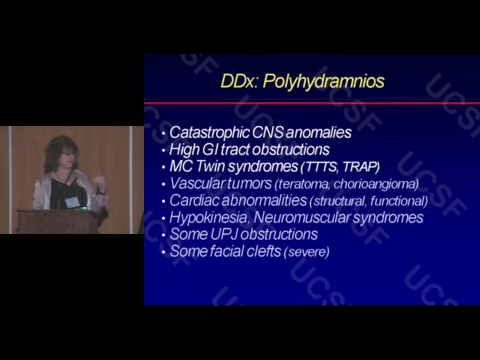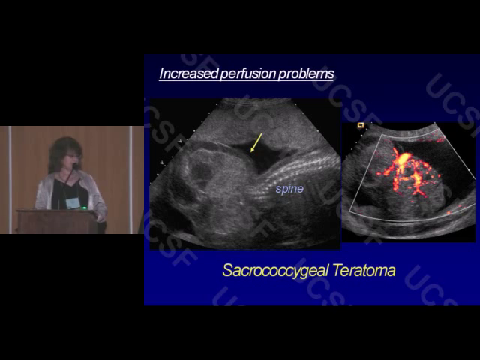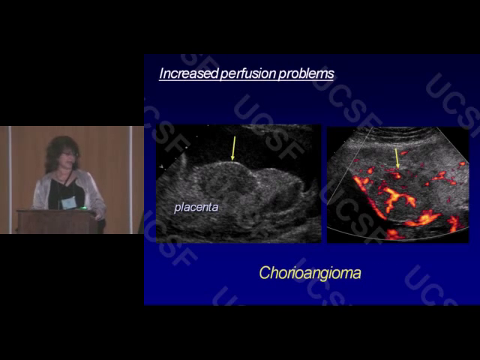Moving our way down the list of this differential, prompted by the observation of polyhydramnios, are some conditions where the fetus is in a high output state. For example, a mass like this, predominantly solid in this case, with lots of flow shown with power Doppler arising from the caudal end of this fetus. This is a sacrococcygeal teratoma associated with polyhydramnios because it's such a vascular mass with high cardiac output.